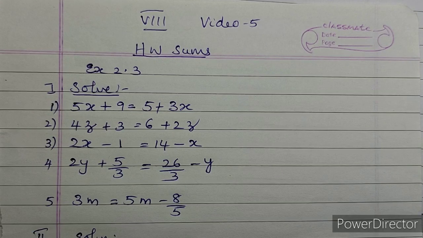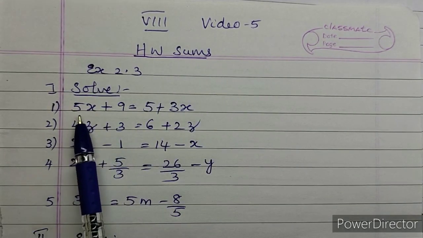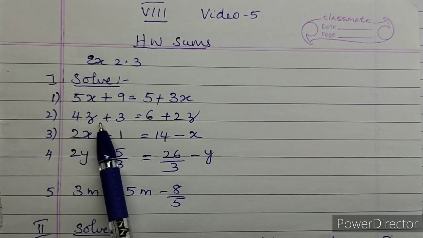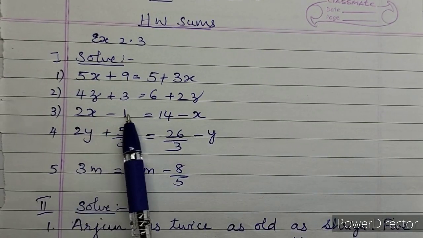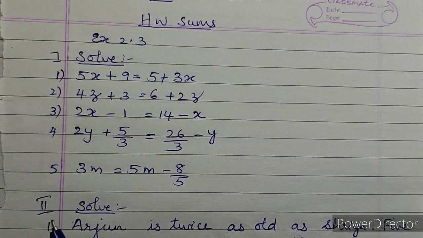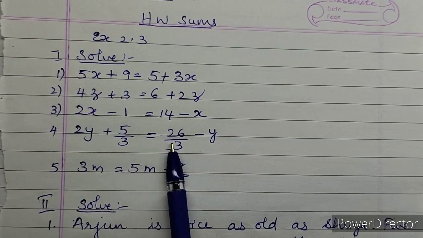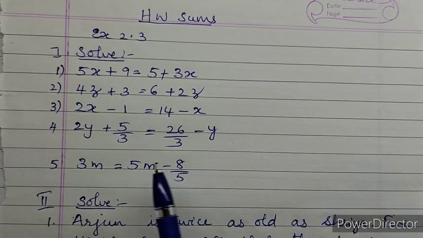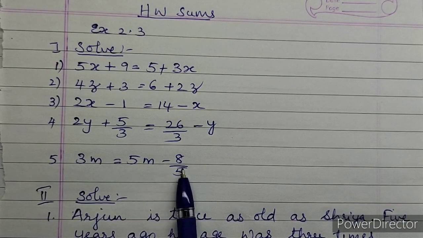Now a few homework sums, children. Exercise 2.3, solve 5x plus 9 equals 5 plus 3x. Second one, 4z plus 3 equals 6 plus 2z. Third one, 2x minus 1 equals 14 minus x. Fourth one, 2y plus 5 by 3 equals 26 by 3 minus y. LCM you have to take and do. LCM is 3 only. Next one, 3m equals 5m minus 8 by 5.